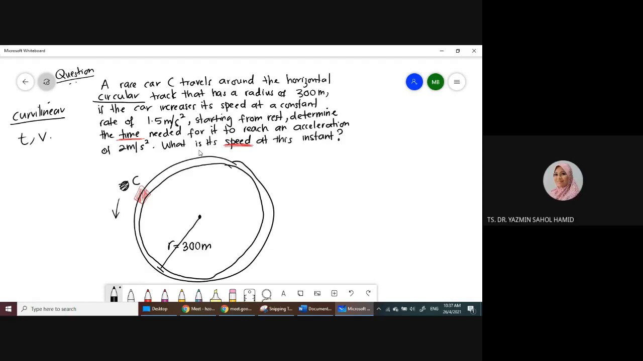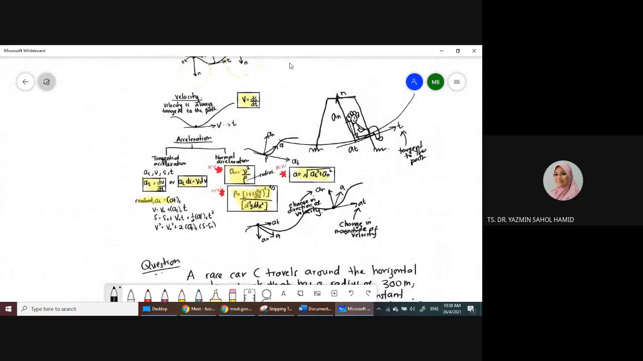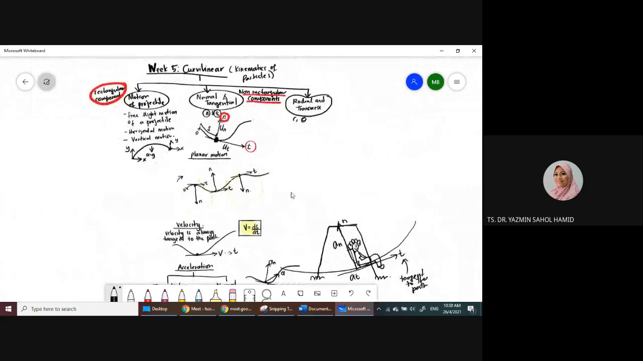Okay, I'm asking you a question. Why isn't this question motion of projectile? Do you remember? When you get a question, you have to decide which coordinate system you need to use. There are 3 types of coordinate system: motion of projectile, normal and tangential, or radial and transverse. Radial and transverse we haven't learned yet, so it's only either motion of projectile or normal and tangential.